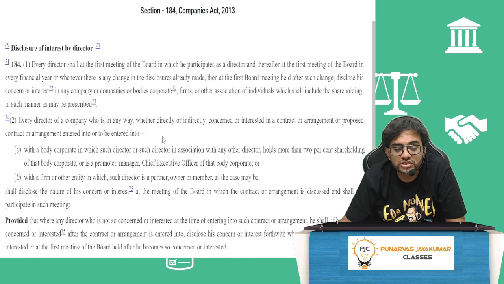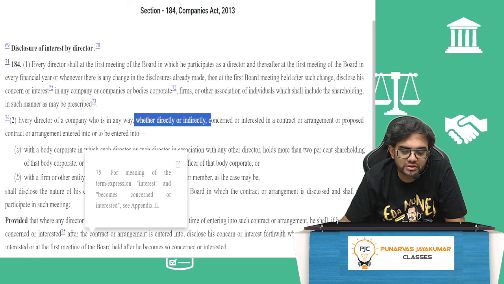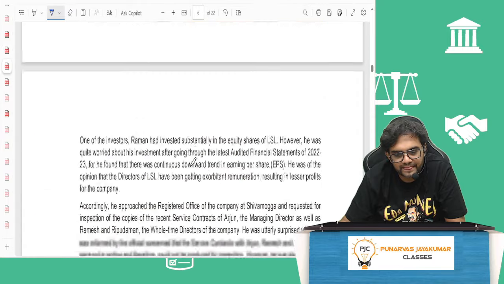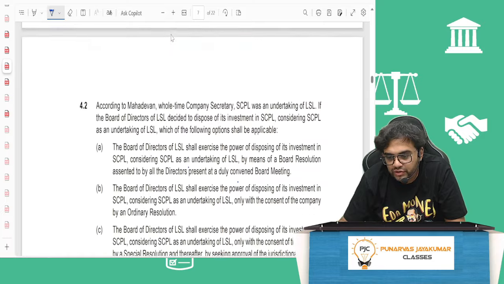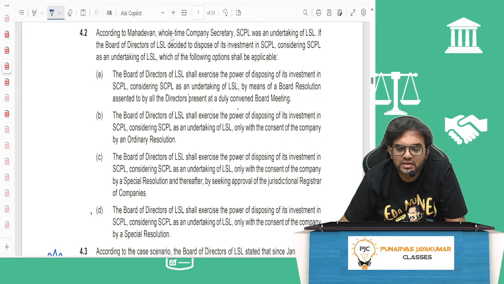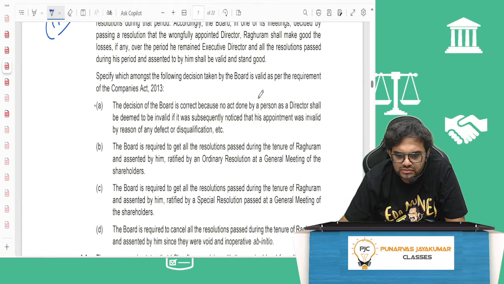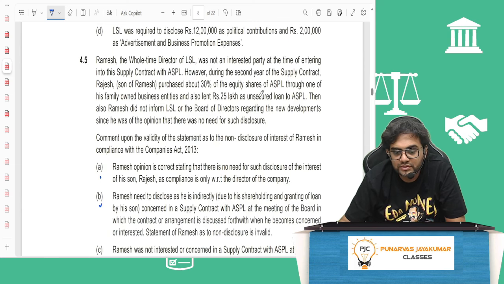So basically, guys, such director, whether directly or indirectly, you should clearly mention. So let's at least solve that particular question. According to Mahadevan, question number 4.2. Okay, sorry, not this. This one, 4.5. Ramesh, the whole-time director of LSL, was not an interested party at the time of entering into the contract. However, later he became interested. And Ramesh did not inform also. Should he inform?